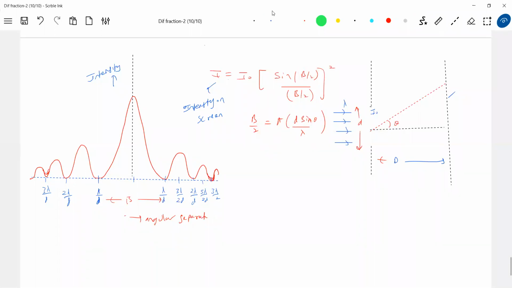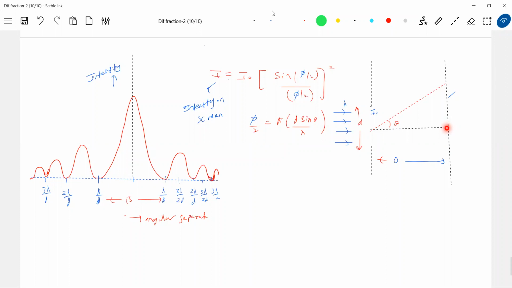Beta is the symbol we use for this, so this is a phi. How do we calculate that angle phi? Define any position on the screen, find out its angular position, substitute that value here, calculate that phase angle, this phi by 2, and substitute it here to get the intensity.